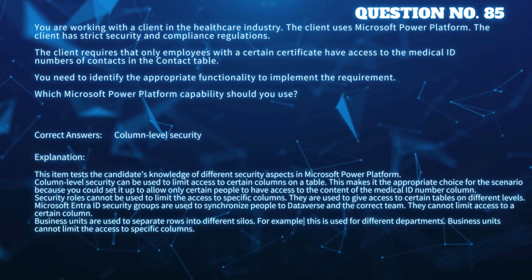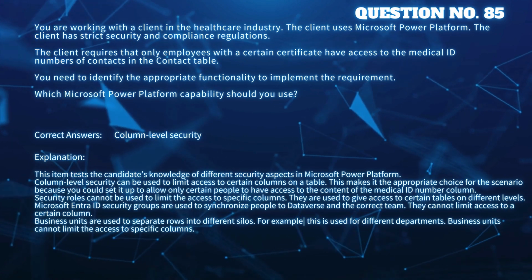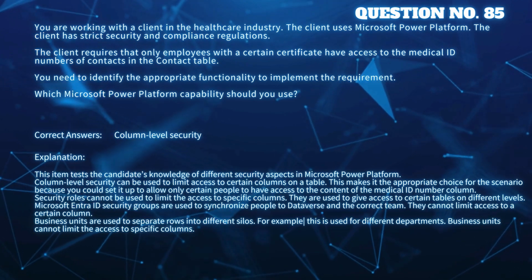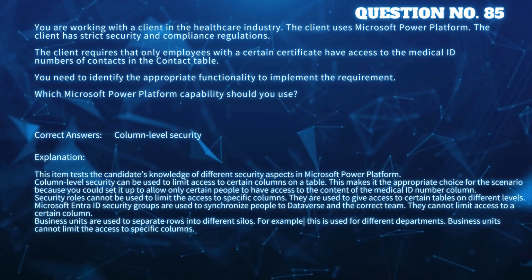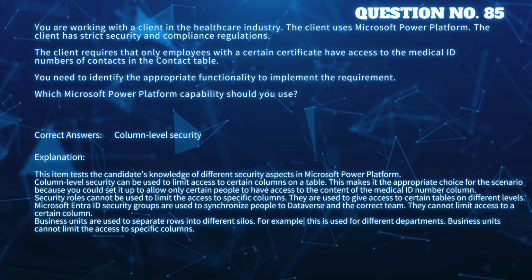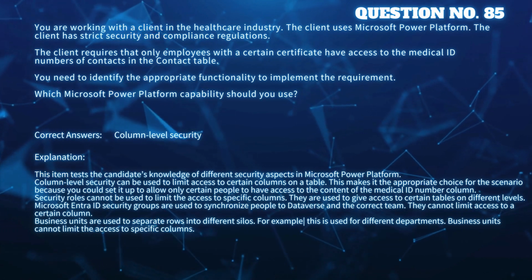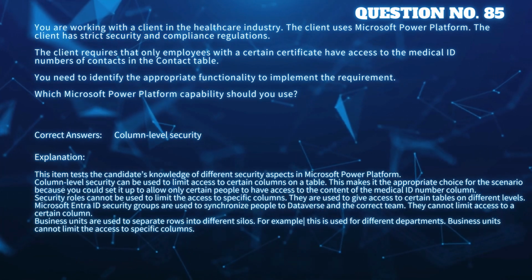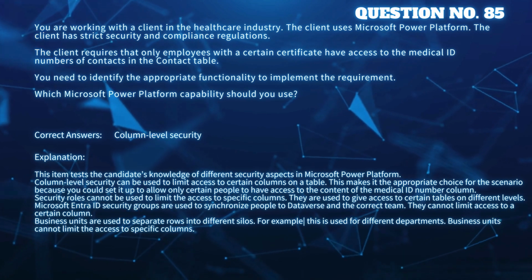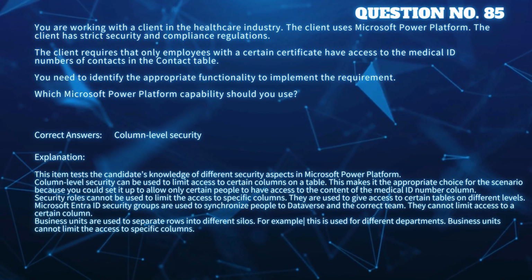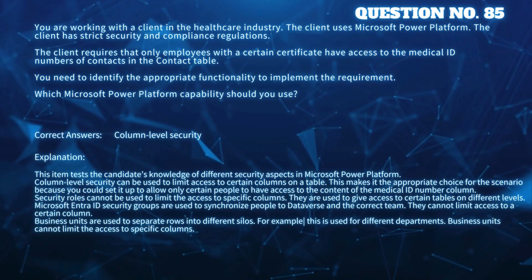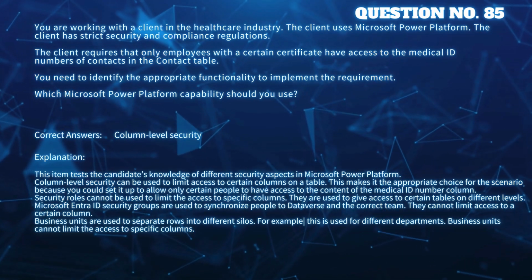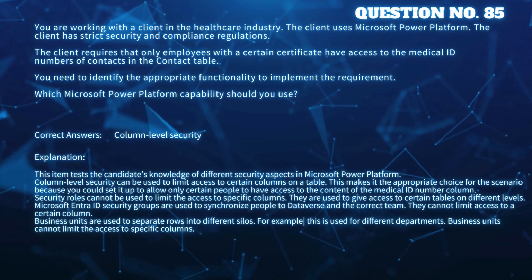Explanation: this item tests the candidate's knowledge of different security aspects in Microsoft Power Platform. Column level security can be used to limit access to certain columns on a table. This makes it the appropriate choice for the scenario because you could set it up to allow only certain people to have access to the content of the medical ID number column. Security roles cannot be used to limit the access to specific columns. They are used to give access to certain tables on different levels.